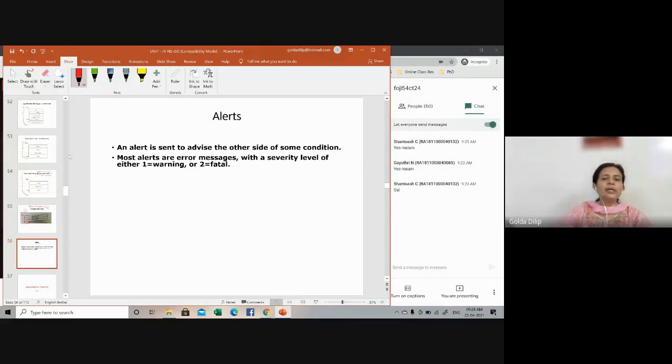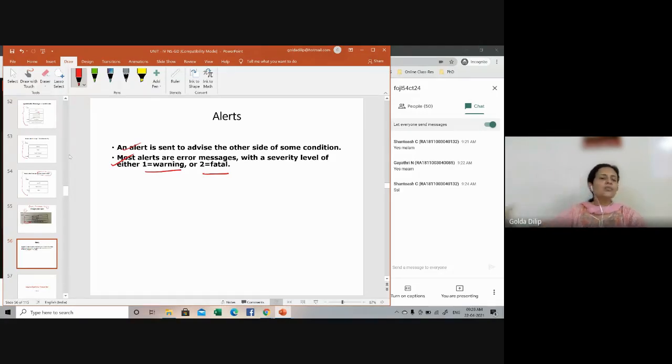Alert is actually sent to advise the other side of some condition. Most of the alerts are error messages with a severity level. If it is 1, it is a warning. If it is 2, it is fatal. If it is fatal, you cannot have any more new connections.